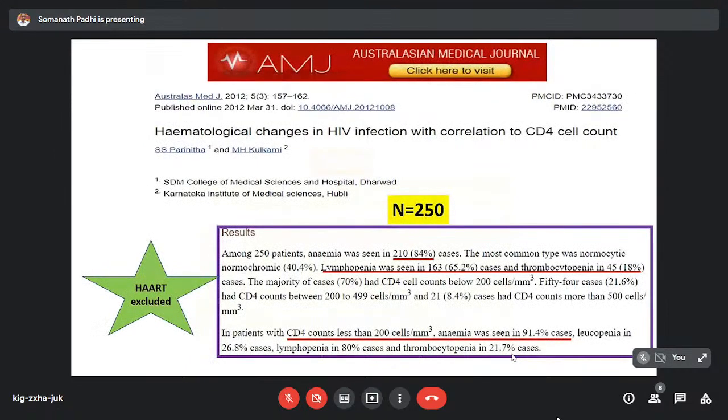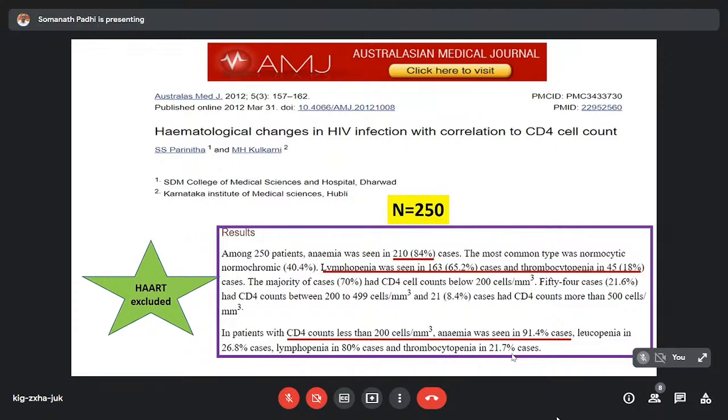And this study from Parinita and Kulkarni, in Dharwad and Hubli, India, took 250 subjects with HIV/AIDS without any antiretroviral therapy. They excluded those on treatment because they wanted to study the effect of HIV on hematology per se, without any impact of antiretroviral therapy. Anemia was seen in almost 84% of cases, and this was mostly normocytic normochromic in 44.4%.